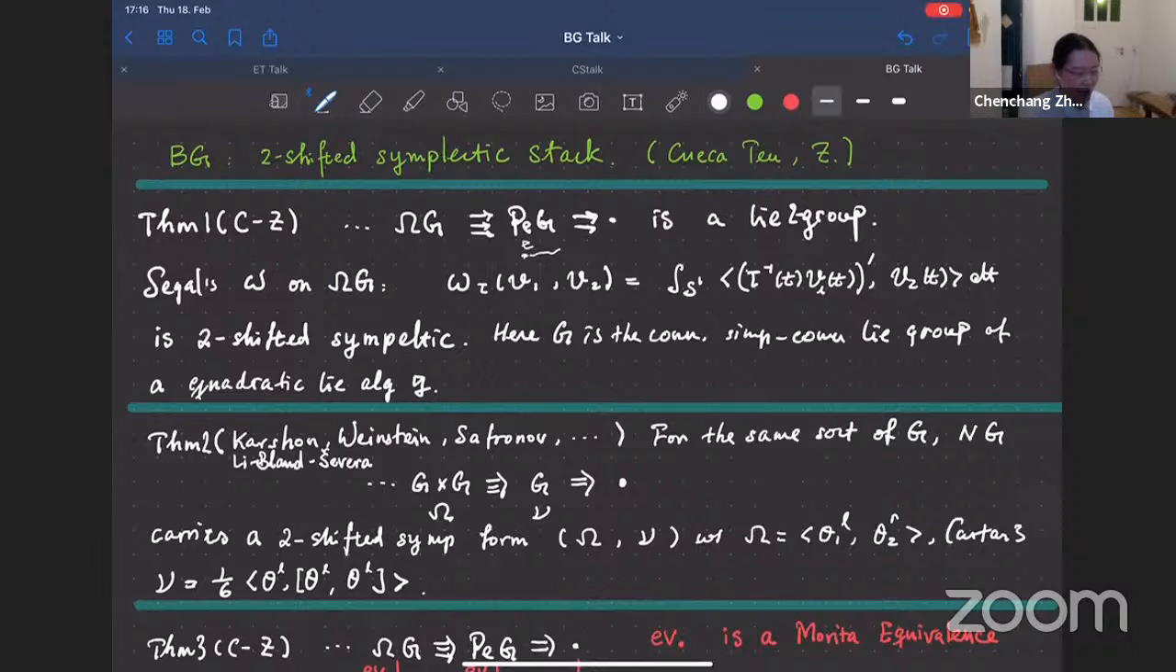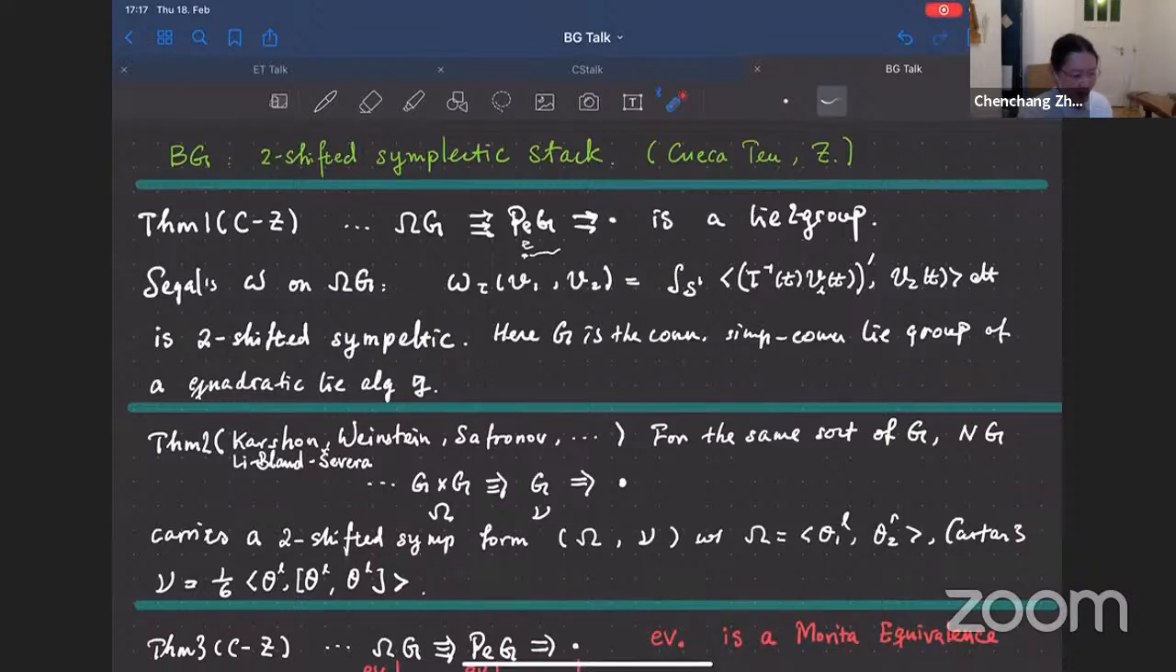And then it has 3 levels. The last level is a point. Well, you will see that's just a way to talk about a Lie 2-group. And then Segal's symplectic form on this based loop group is defined like this. It becomes a two-shifted symplectic structure, and I will explain what two-shifted means exactly afterwards.